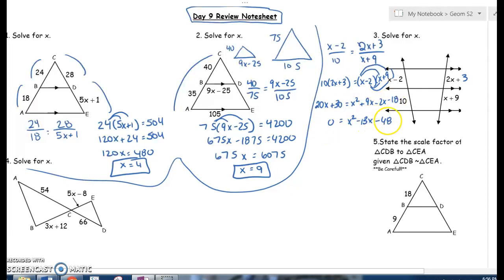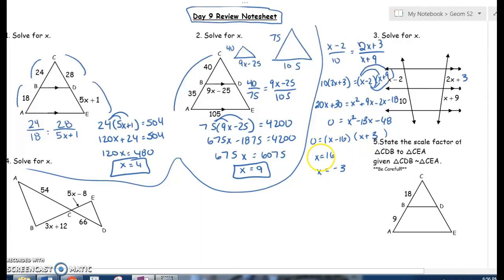Now you've got to factor. It's got to multiply to be negative 48 and add to be negative 13. So you've got to think about what multiplies to be negative 48. It might take a few tries, but it's negative 16 and positive 3. That will do the job. And then you set them equal to 0, you'll get two answers, 16 and negative 3.